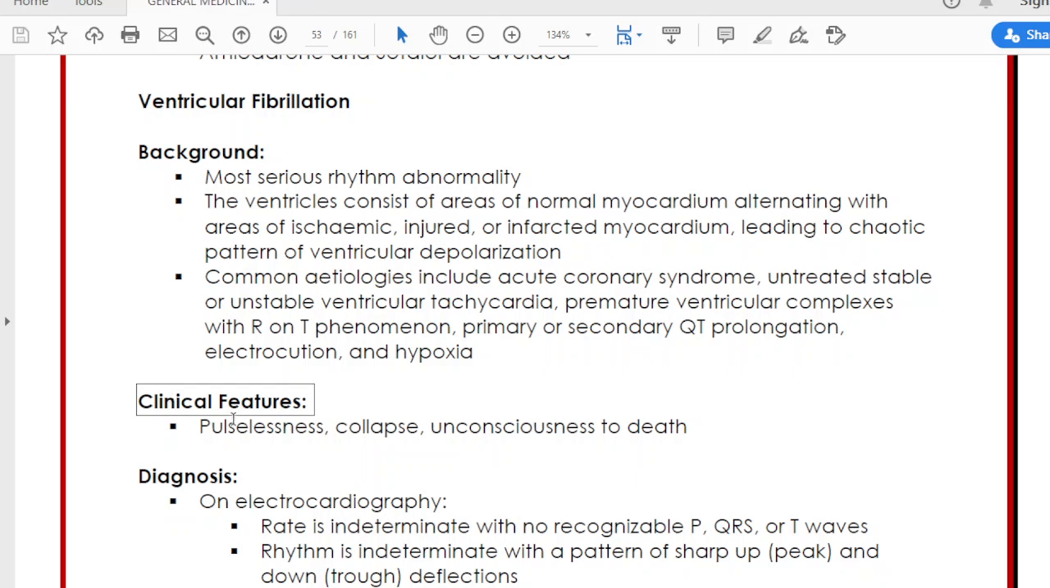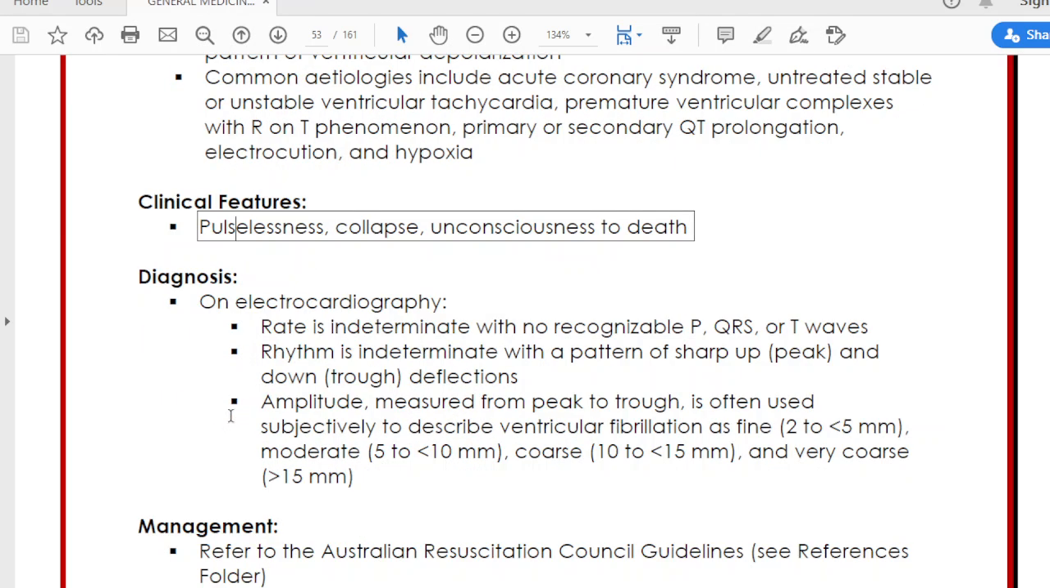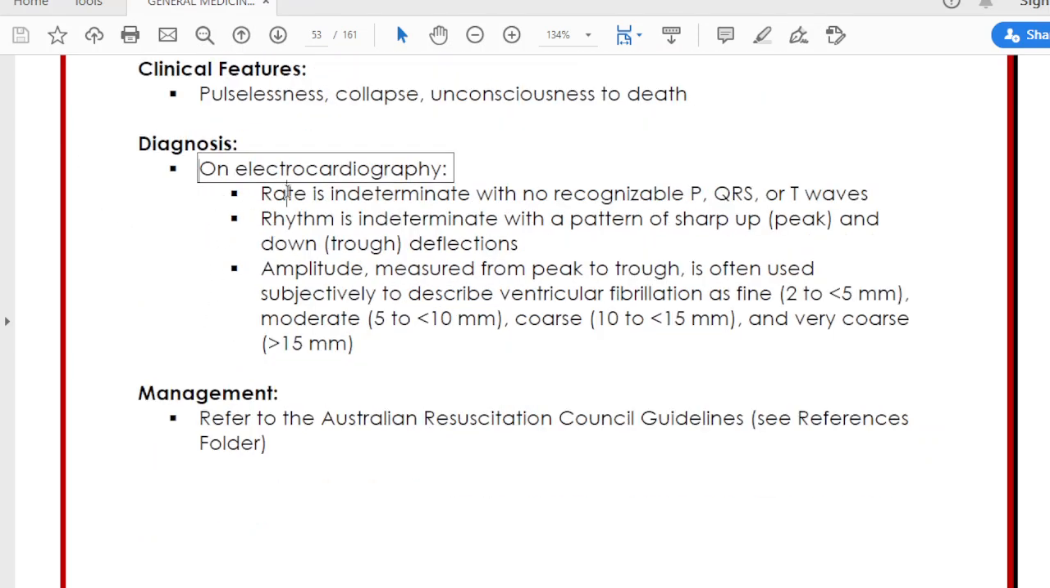Clinical features: pulselessness, collapse, unconsciousness to death. Diagnosis. On electrocardiography, rate is indeterminate with no recognizable P, QRS, or T waves. Rhythm is indeterminate with a pattern of sharp up, peak, and down, trough, deflections.